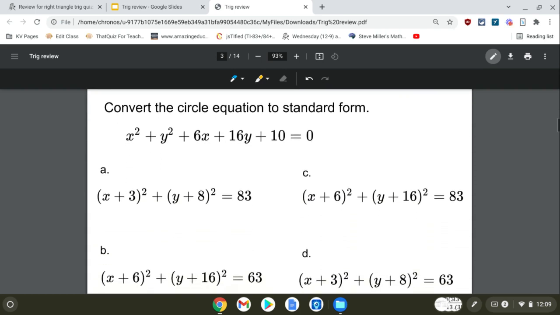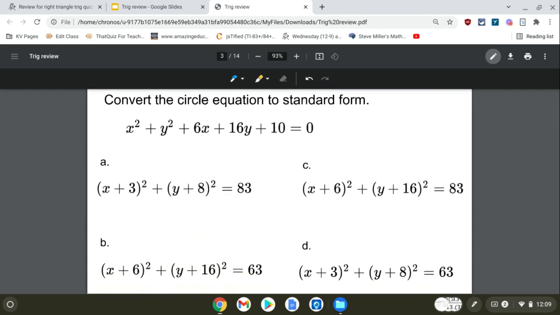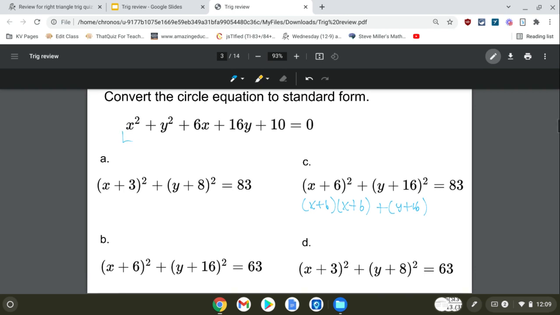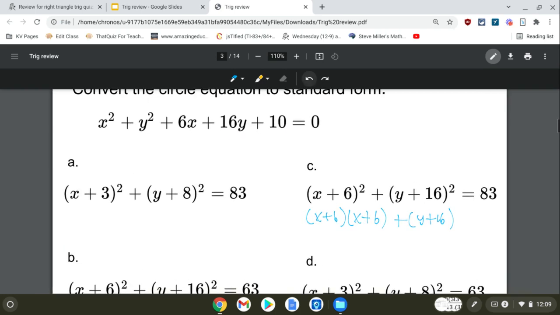Convert the circle equation to standard form. One way you could do this is to take each of these answer options and multiply them out. You'd have to do the distributive property for the x plus 6 squared, and the same for the y plus 16. Then you'd have to move everything over to one side of the equation and see if it matches this. That's pretty time consuming. That would not be the preferred method. So we're going to figure this out by completing the square.